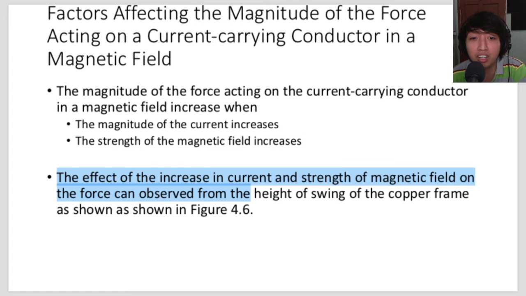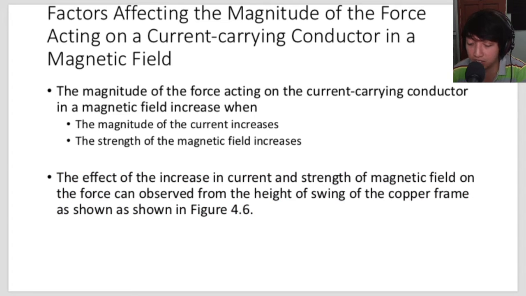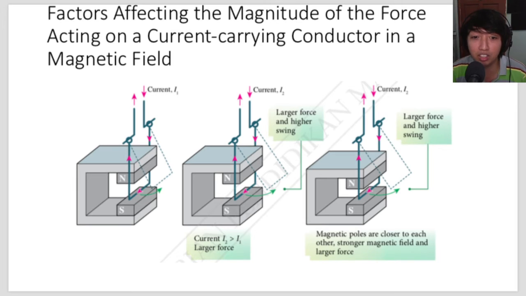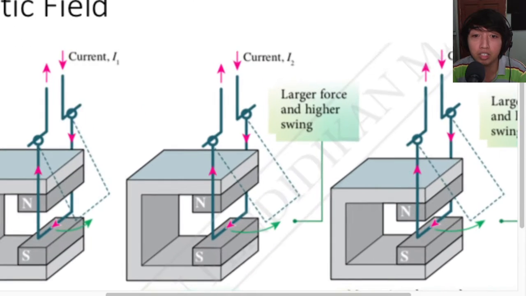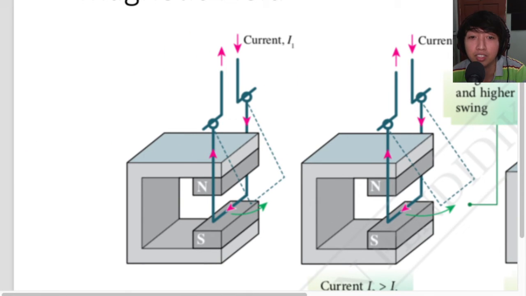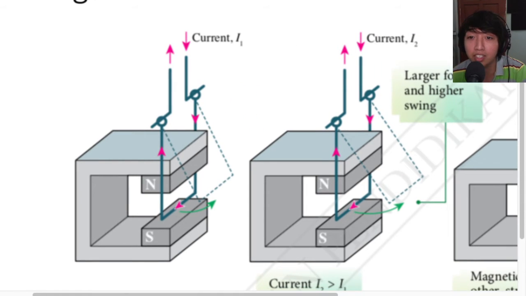The effect of the current and increase in strength of magnetic field on the force can be observed from the height of the swing of the copper frame, as shown in figure 4.6. Figure 4.6 is, of course, in your textbook. Let me zoom in again. You have an electric current in this little wire here, and you have these two magnets. With current 1, it will swing a certain amount. When you apply a higher amount of current, it will swing further away.